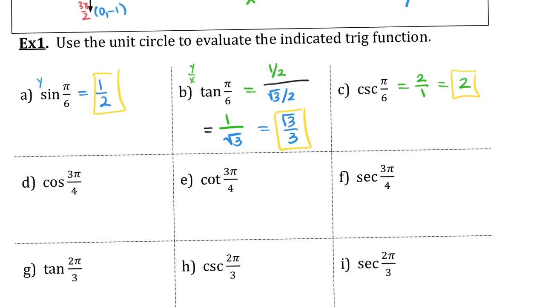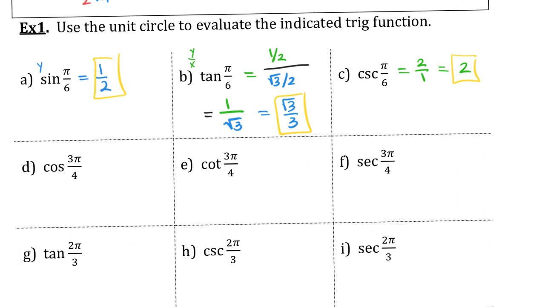Okay, the next row, what do we got? 3 pi over 4, so cosine of 3 pi over 4. Cosine is the x-coordinate. Let's look at 3 pi over 4. So the cosine of 3 pi over 4 is negative root 2 over 2. Cotangent, what's cotangent? Well, tangent's y over x, so cotangent is x over y. I know the x is negative root 2 over 2 because I just used it on the last problem. The y-coordinate is positive root 2 over 2. What cancels? 2's cancel, root 2's cancel. What's left? Just the negative. So the cotangent of 3 pi over 4 is negative 1.